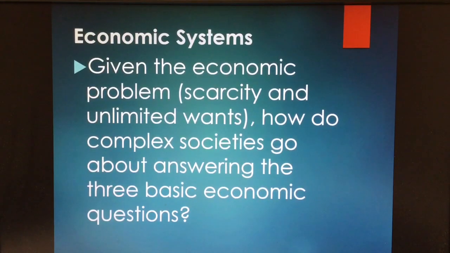This last section covers economic systems. I'm going to go through this part fairly quickly to get toward bringing up a case at the end.